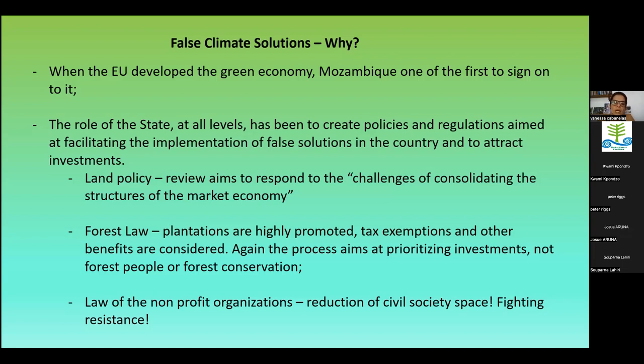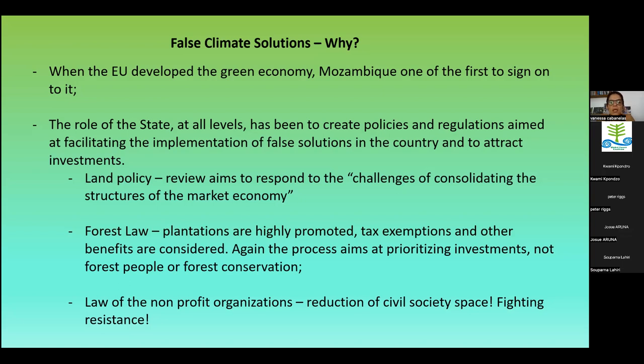Currently, our government has been reviewing the land policy since 2020. This has been a very problematic process because it was launched in 2020 at the height of the COVID pandemic, where, as in many other countries, we had many restrictions to meetings. To launch a review of a land policy, which is so important and has impact on all of us, on the future of our country, in a moment where we cannot have proper public consultations was very complicated.